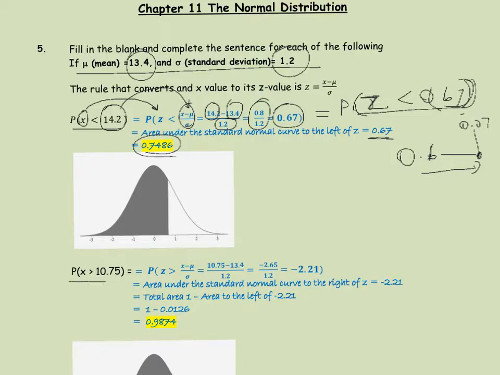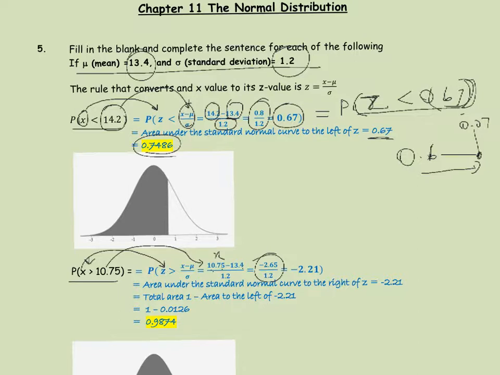Now let's look at the probability that x is greater than, notice this is greater than, 10.75. So what's the first thing we do? We have to standardize the x. So x becomes z, and 10.75 can be converted to its standard value by taking x minus mu divided by sigma. So 10.75 is the x, minus mu, which is the mean 13.4, the whole divided by 1.2. So that's negative 2.65 divided by 1.2, which is negative 2.21.